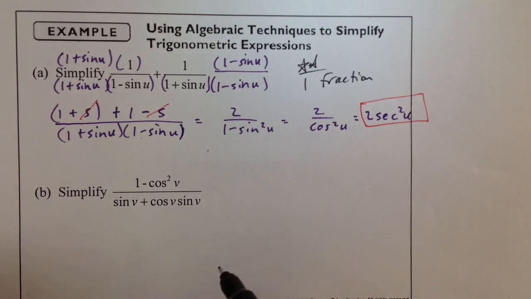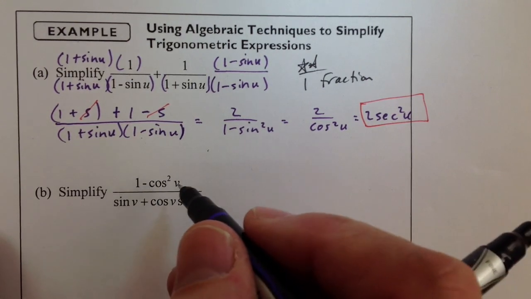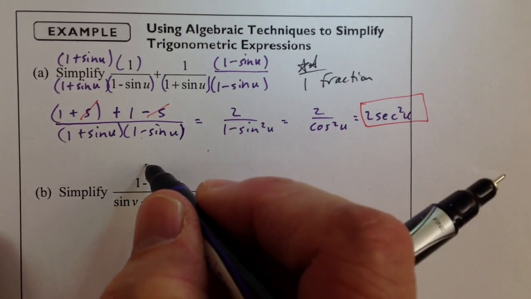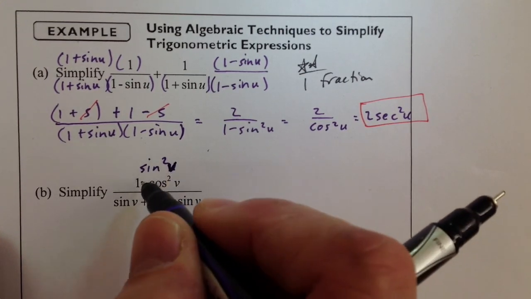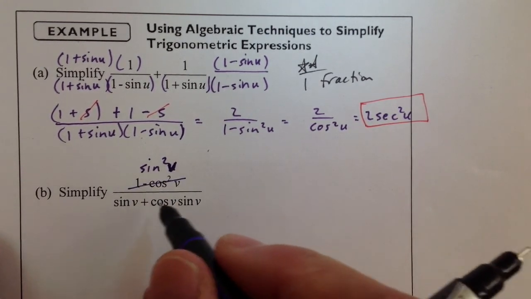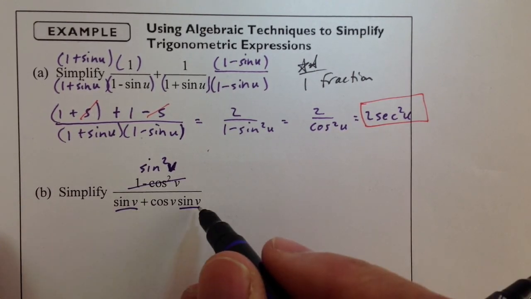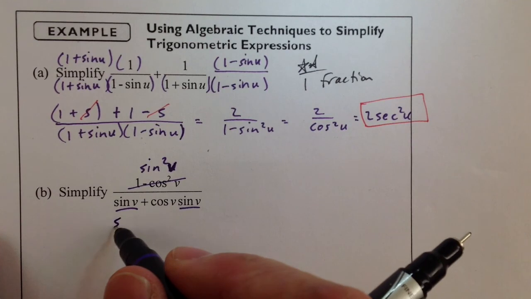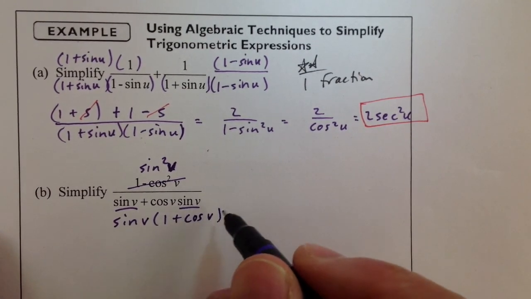And now, in the second one on this slide, we see we have 1 minus cosine squared. Well, that's just sine squared. That's a v now. Okay, that's sine squared. And down here we can see we have a factor of sine of v that's common to both terms, and we can factor that out: sine of v times 1 plus cosine of v.